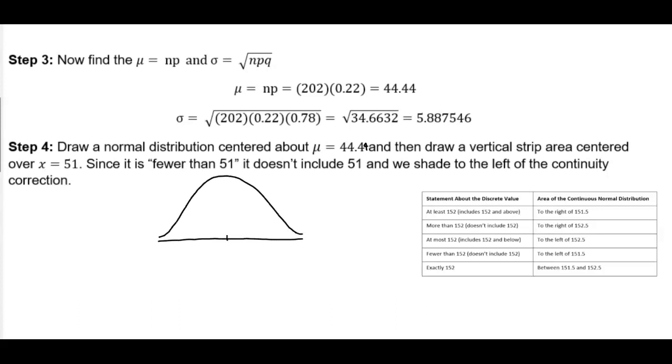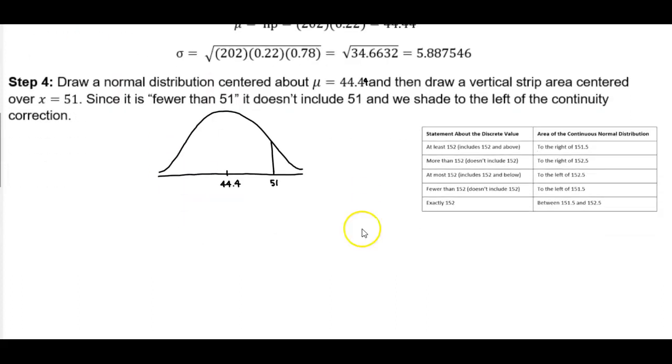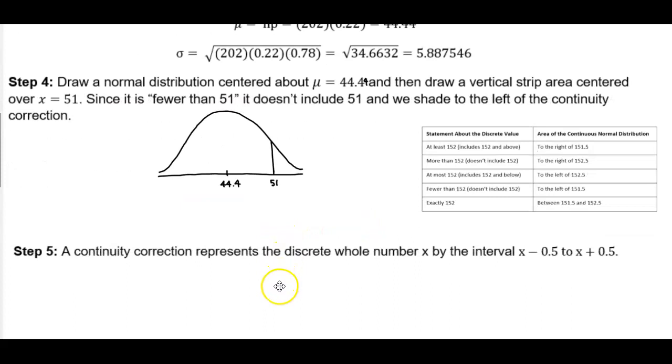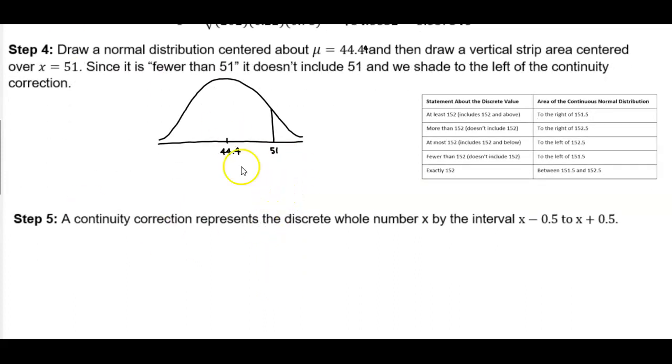So we know that our mean is 44.4, and we know that x, or the value of x, is equal to 51. Okay, so now what we want to do is find that continuity correction. Now since we're not including 51, remember that the continuity correction represents the discrete whole number x by the interval of x minus 0.5 to x plus 0.5. Since we're not including 51, we're going to take 51 and subtract 0.5 to give us 50.5.